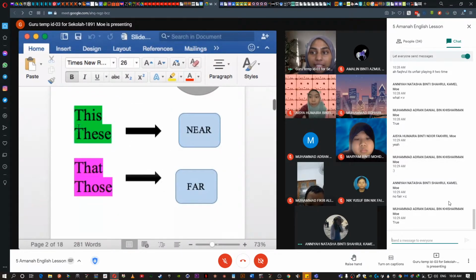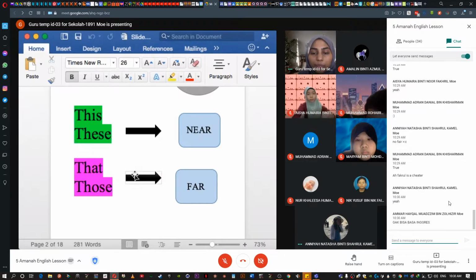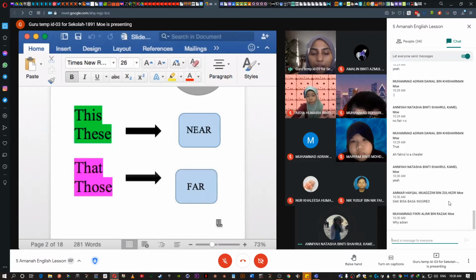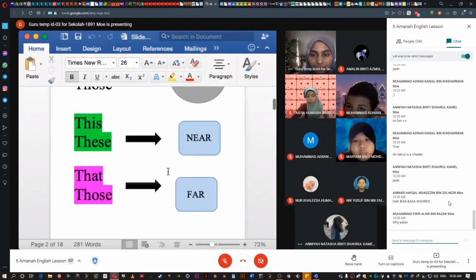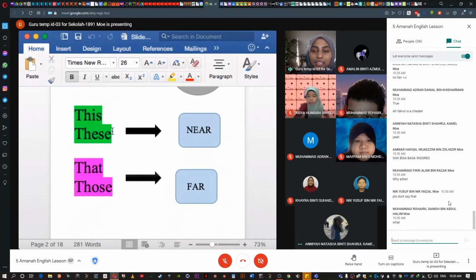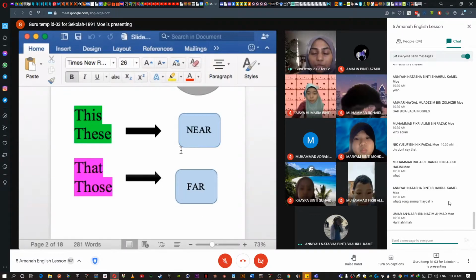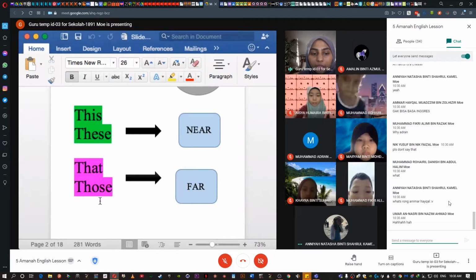Okay, next, this and these. We use for something near to us. For something that's far, we use that and those. Sekali lagi. This and that, we use untuk singular. Something yang singular, kita guna this and that. Kalau untuk plural, kita guna these and those. Kalau these and this, near. Benda yang berdekatan, kita guna these and this. Kalau suatu objek yang jauh, we use that and those.